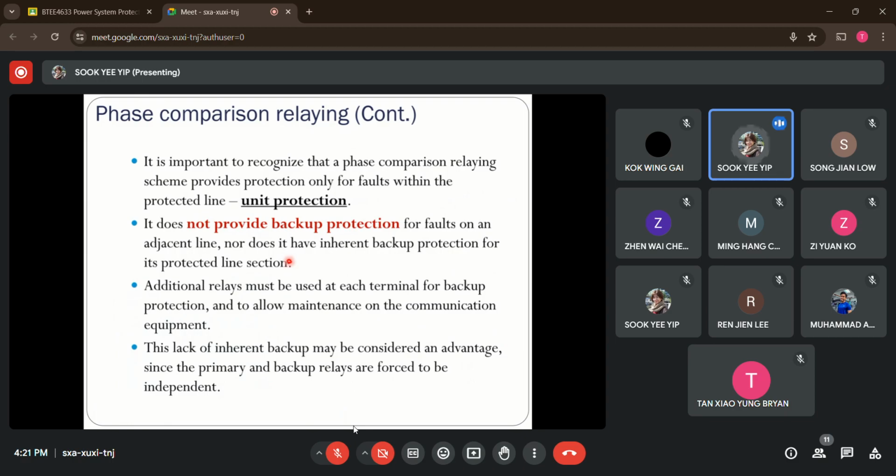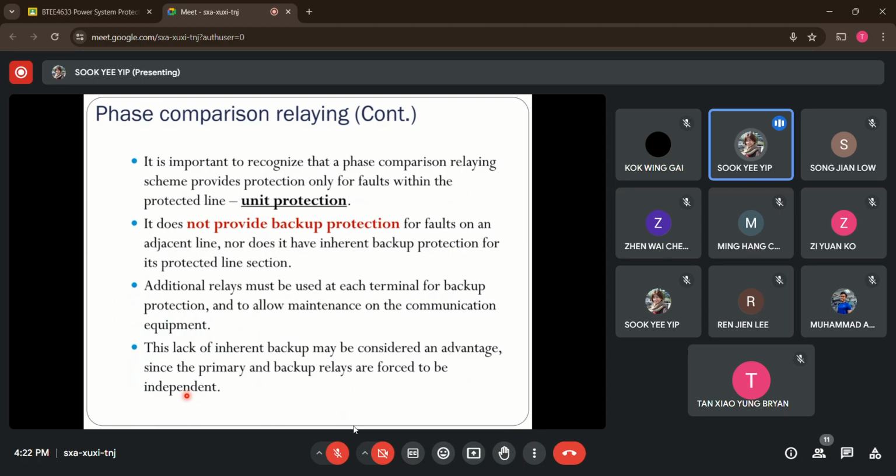So in the event I want backup protection while using the phase comparison system, I will need to add an additional relay at each terminal so that I'm able to get backup protection, and so that I'm able to do maintenance work, let's say on the communication channels. So even though there is no backup protection, using this scheme is actually considered advantageous. Why? Because both the primary, which is the phase comparison system, as well as the backup relay that you top up to this system, are forced to work independently.